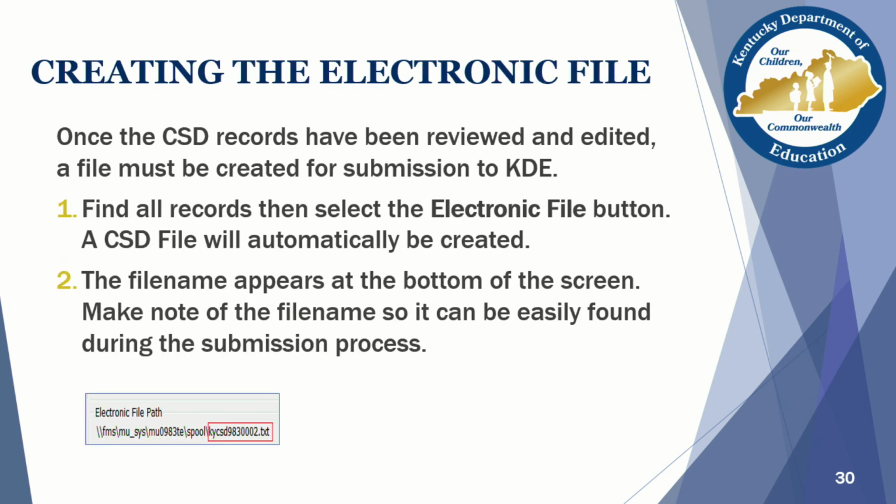And creating the electronic file. Once the CSD records have been reviewed and edited, a file must be created for submission to KDE. You'll do a find on all records, then select the electronic file button. A CSD file will automatically be created. A file name will appear, and that will be the name that you will need to be able to submit your electronic file to KDE.